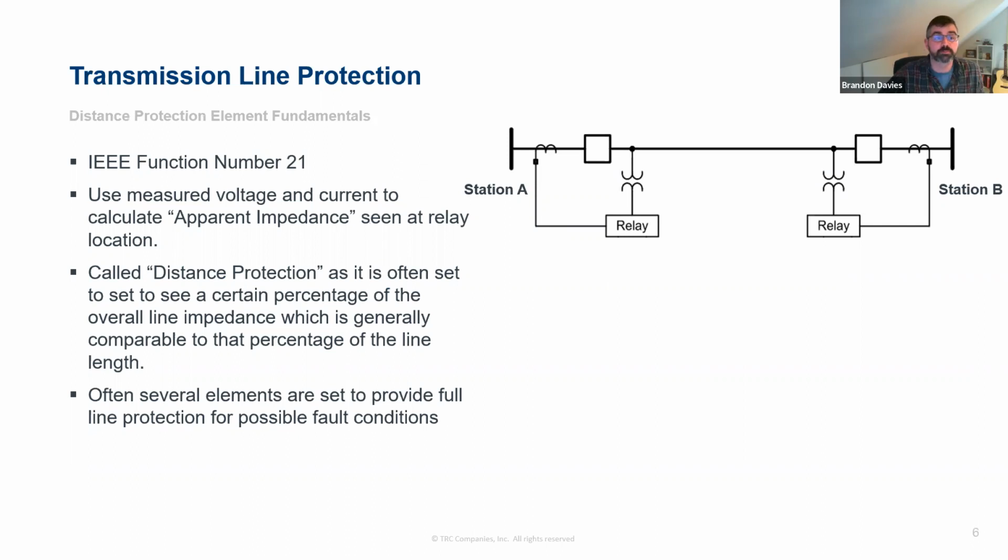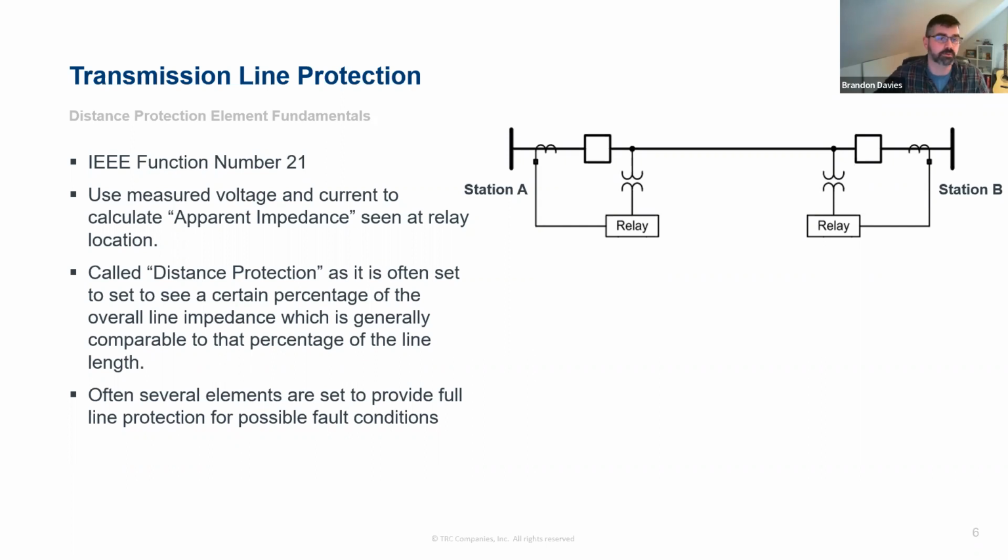So distance protection fundamentals. I'm sure other presenters throughout the course here have talked about the IEEE function numbers and how we describe protection functions with primarily two-digit numbers to make it easier to look at a drawing and understand what a relay is doing. The IEEE function number for a distance element is 21. So you'll see that very commonly used in relay names associated with line protection or descriptions of protection elements and things like that.